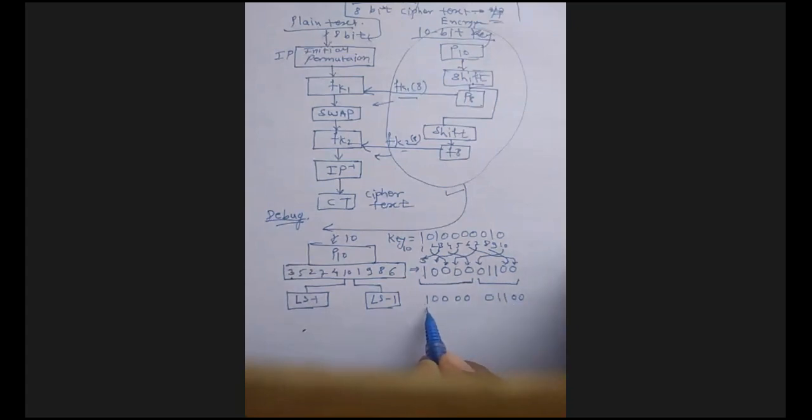The first number I have to shift from its position to the last position. That is my LS1, the first bit shifted to the last. After LS1, what have I got? I shifted the 1, so it becomes 0 0 0 0 1. The output after LS1 is 0 0 0 0 1, and the other half becomes 1 1 0 0 0. Everybody understood? Got it?